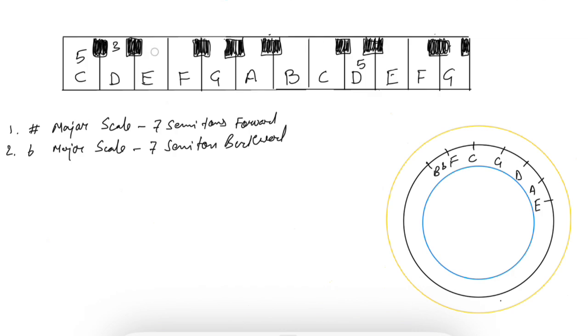Let's find out what comes after B flat. This is our B flat. Let's start from here: 1, 2, 3, 4, 5, 6, 7. So we get E flat. Okay, let's start from E flat. We go 1, 2, 3, 4, 5, 6, and 7. That is A flat. Okay.